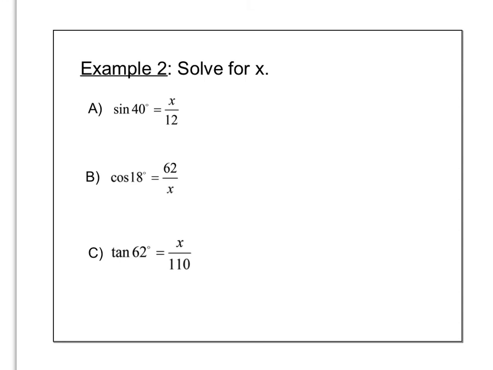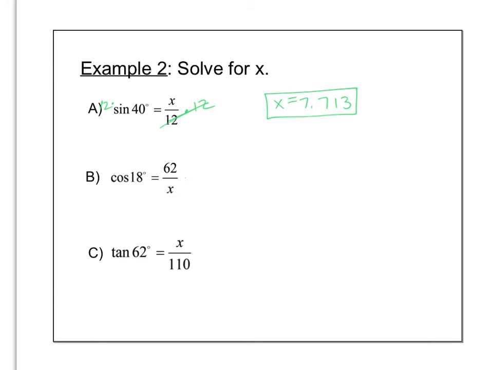Cool. Please pause the video and try example number 2. Try A, B, and C, and then when you're done, unpause the video and see if you get them correct. Part A, I would multiply by 12. These will cancel out, and then I just type in my calculator 12 times sine 40. And so when I type that in, I should get 7.713.